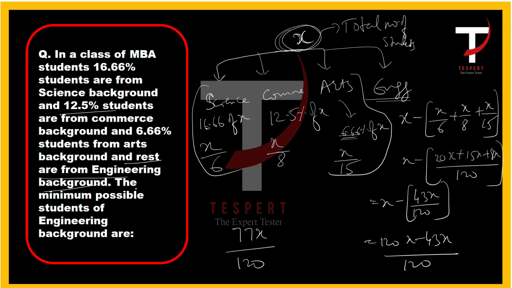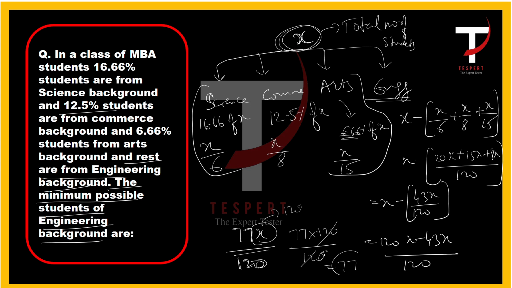So what has been asked here? The minimum possible students of engineering background. We don't know x, but what can be the minimum possible number? So 77x by 120, right? If we make x as 120, then what happens? 77 into 120 by 120. So 120 and 120 get cancelled. So the answer will be 77.